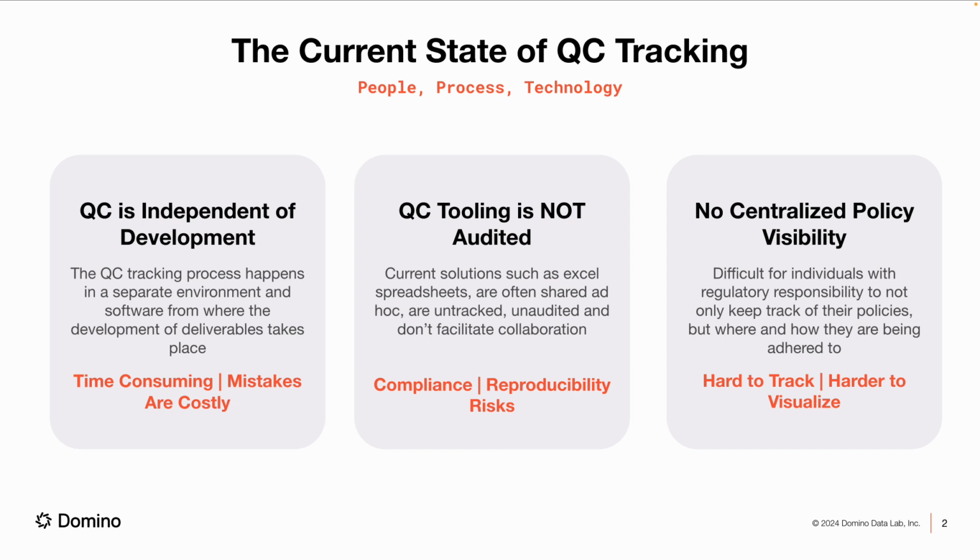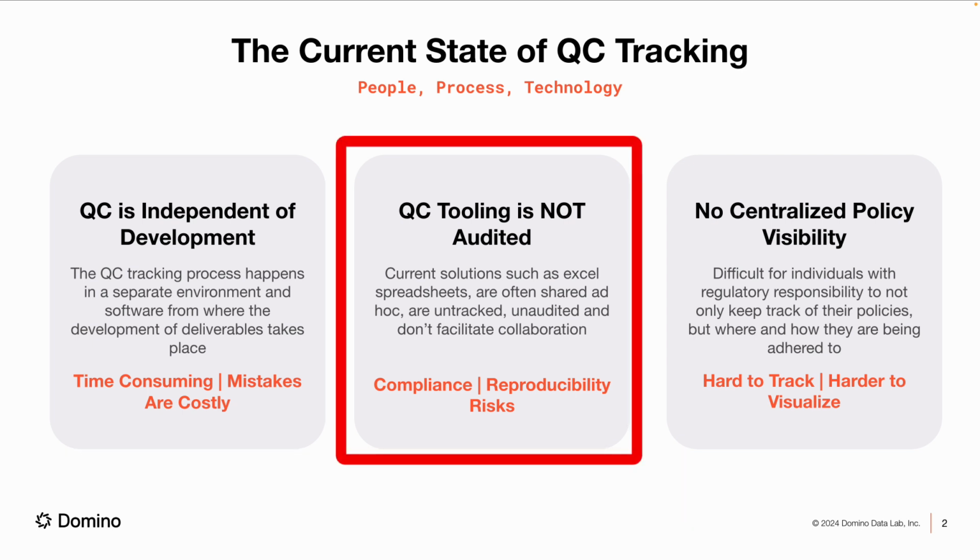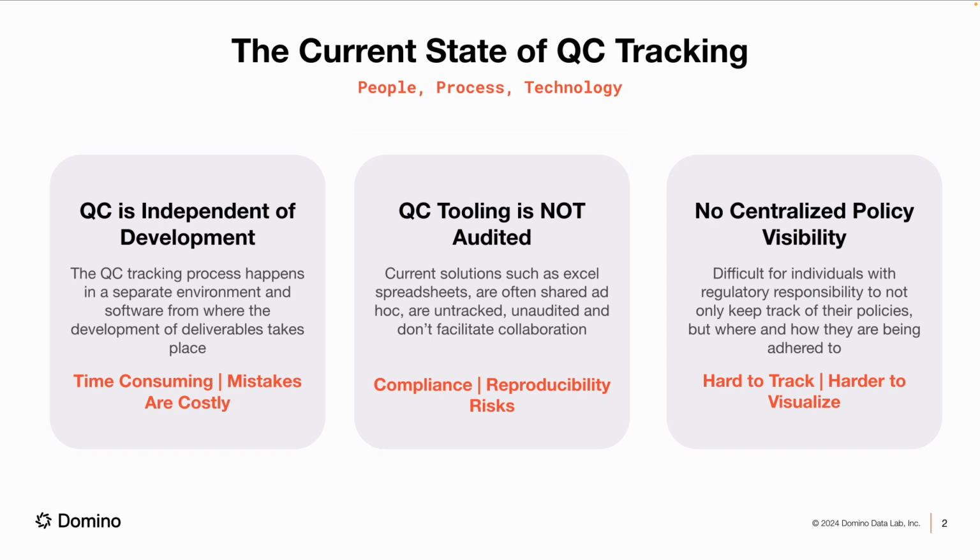Additionally, most tools currently used for QC tracking are not designed for the purpose, nor are they audited like most other technologies in the field. For instance, it's common to track QC outputs in an Excel spreadsheet. The problem with Excel is its lack of built-in auditing features, making it hard to track who made changes when and which version is the most up-to-date. These files are often shared insecurely via email, further increasing the risk of compliance issues and reproducibility challenges when auditors need to verify your outputs.